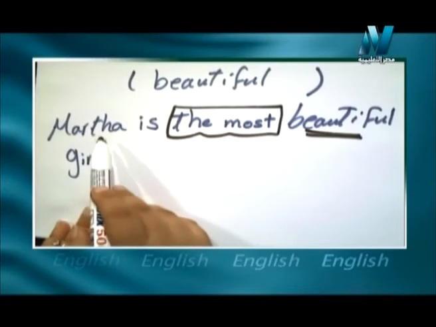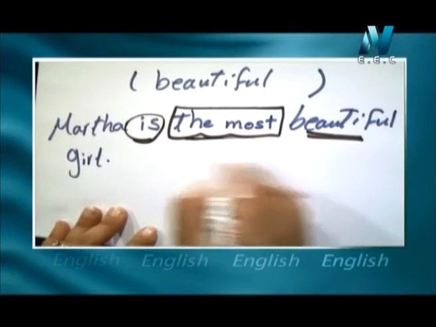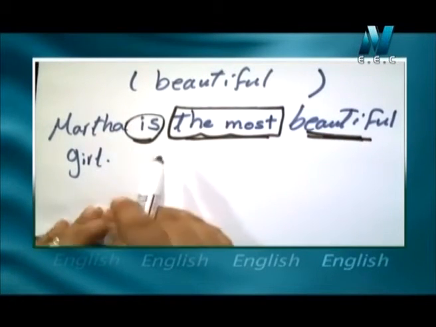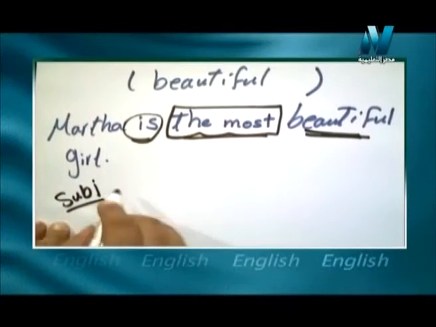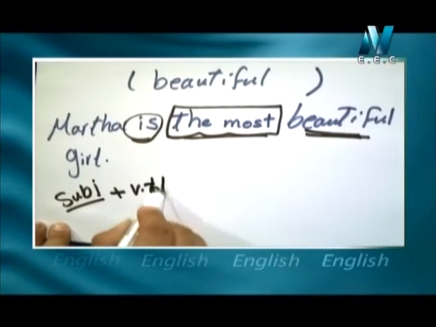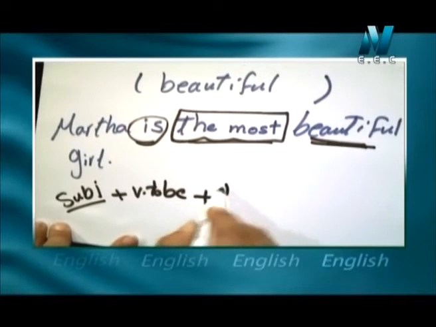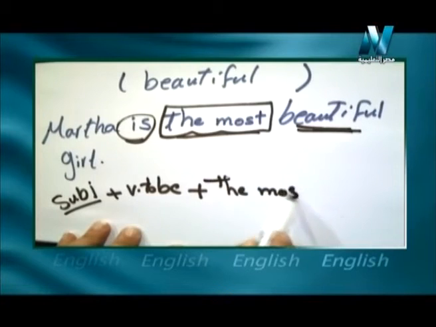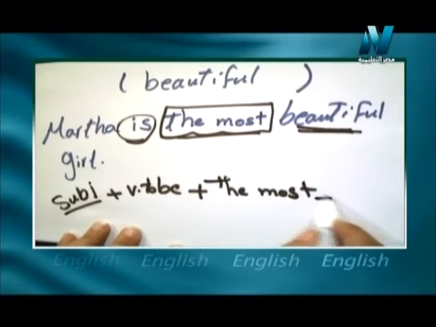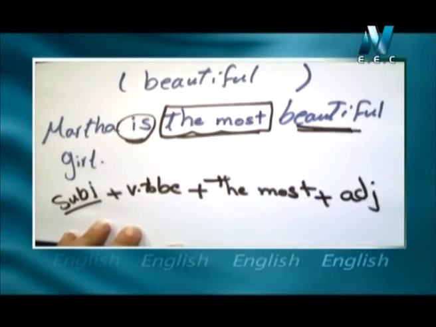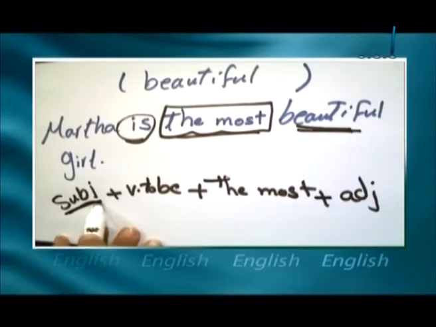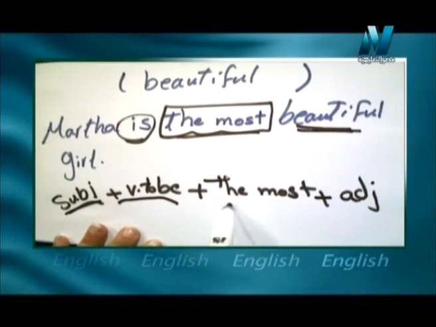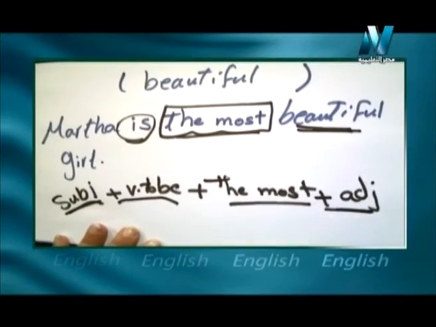Again, Martha, verb to be, the most beautiful girl. So the form will be subject, verb to be, the most, and then the adjective. The subject, verb to be, the most, and then the adjective.